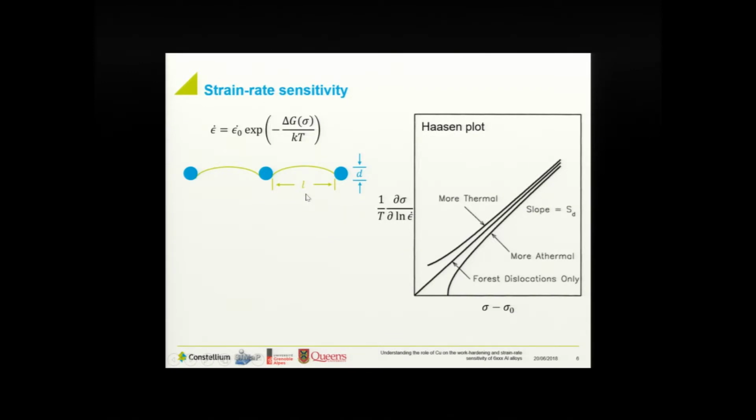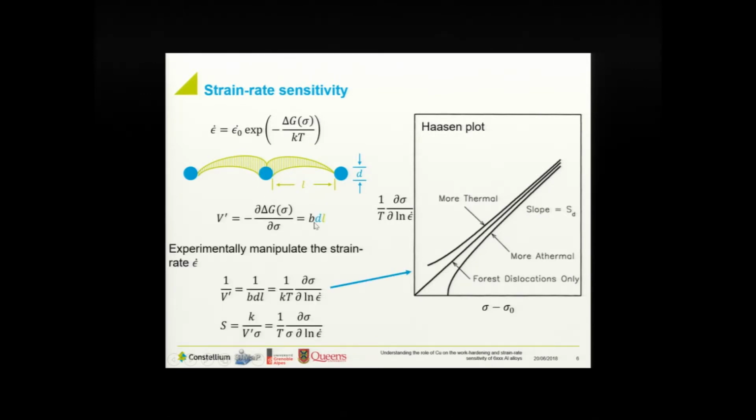As we change the applied stress, it's possible for these dislocations to overcome these obstacles, and we can calculate out, based on the separation distance and the actual size of these obstacles, the apparent activation area, which if we multiply by the Burgers vector, will give us what's known as the apparent activation volume. However, experimentally, we don't change the applied stress rate. We change the applied strain rate.